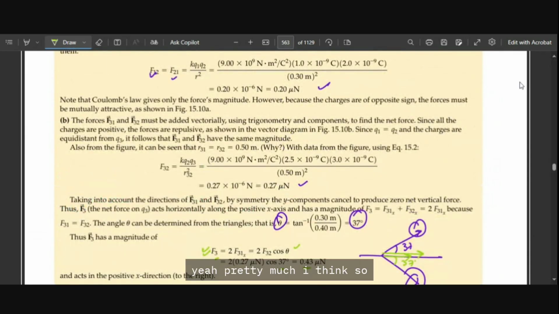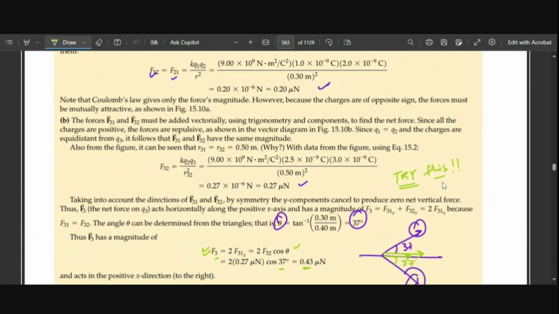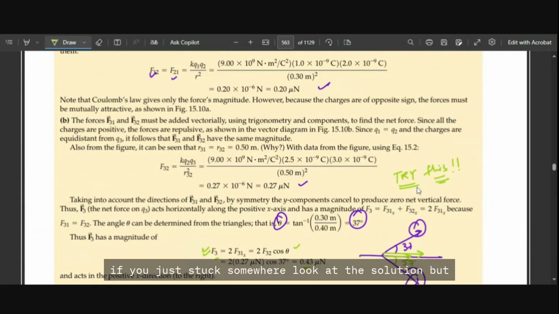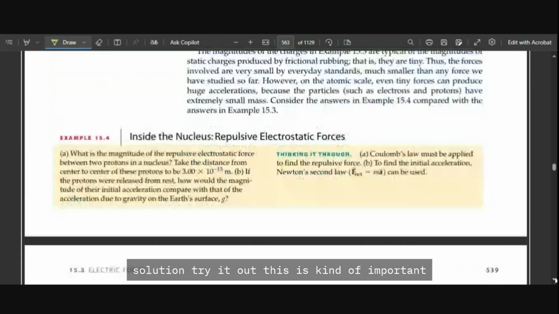Yeah, pretty much. I think so. Yeah, so what's important is that you need to try this after the class. Try this question, solve this question on your own. If you get stuck somewhere, look at the solution, but try it on your own first. Don't look at the solution, try it out. This is kind of important.